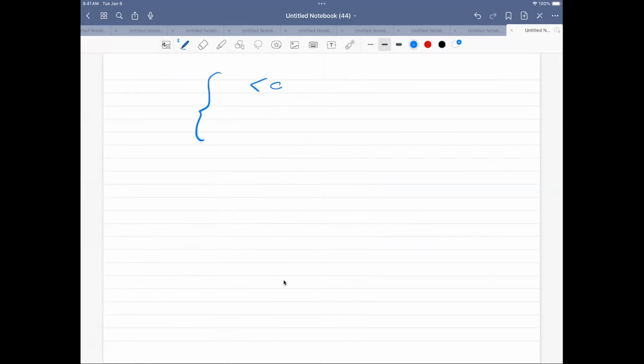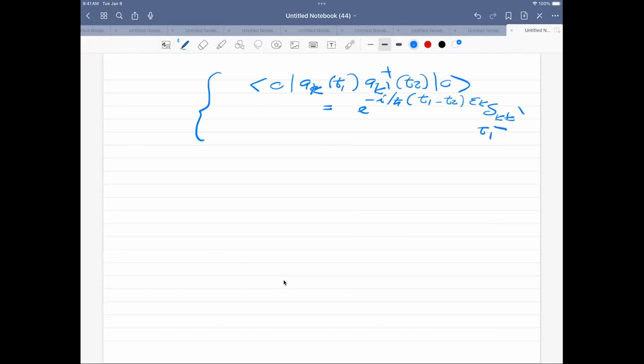So I'm going to have <0| A_k(T1) A_k'†(T2) |0>, which is again equal to e^(i/ħ) times minus (T1 minus T2) times epsilon_k, and then a delta_k,k'. And this is if T1 is larger or equal than T2.